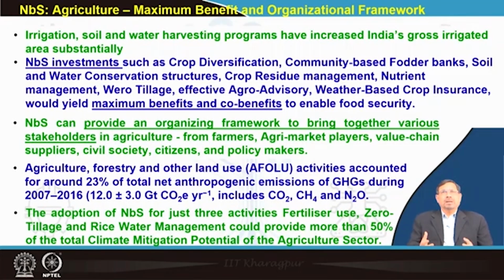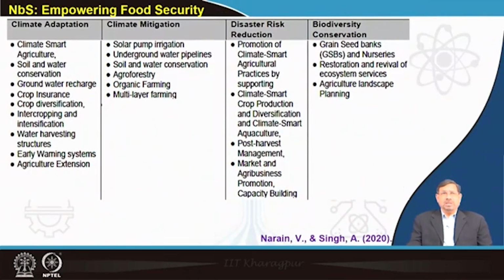So the adoption of nature based solutions for just 3 activities, particularly fertilizer use, zero tillage and rice water management, could provide more than 50% of the total climate mitigation potential in the agriculture sector. Now, let us move on to understanding the options, as far as food security is concerned, in terms of climate adaptation, mitigation, risk reduction and biodiversity conservation coming from the nature based solution perspective.